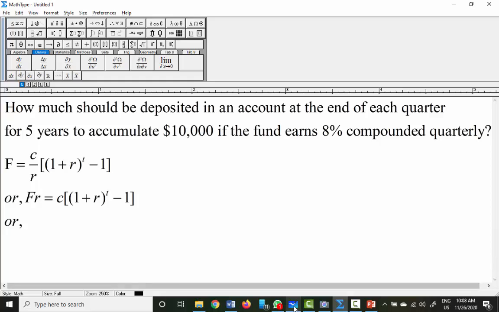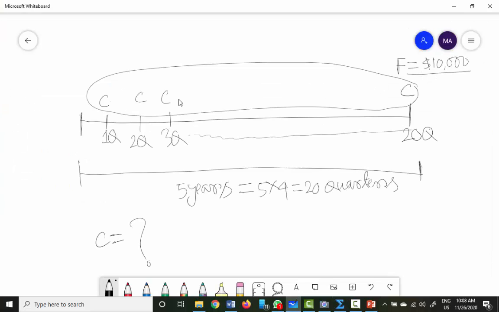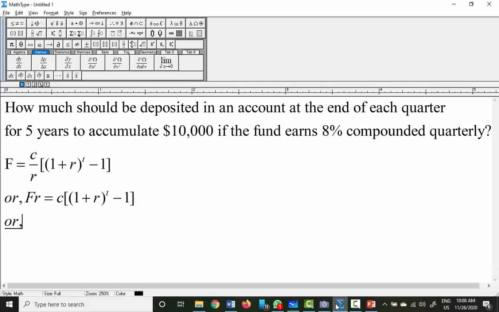Now the future value of annuity should be $10,000. We want to get $10,000 after 5 years by saving at the end of each quarter. So the future value of annuity is $10,000, given in the question, multiplied by R. R is what? 8%. 8% is the annual rate, so 0.08 is the annual rate.